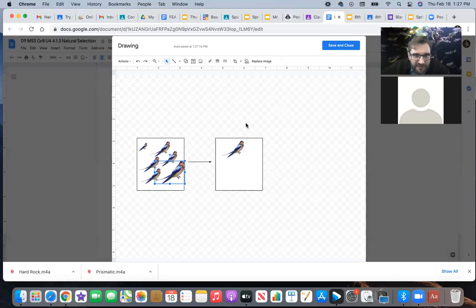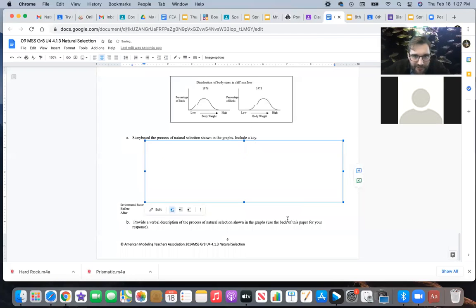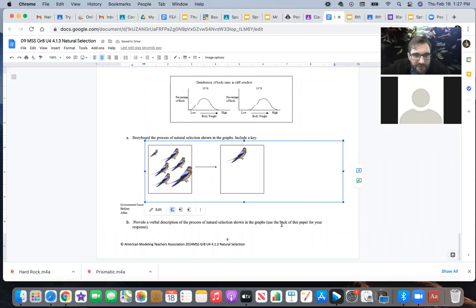I'll click save on this. It's going to take and put all those swallows in there. So it's just wanting you to then finish the 3-box storyboard here and then provide a verbal description of the process of natural selection shown in the graphs. Like what could be driving this population change that's happening from kind of a medium-sized average bird to a larger average sized bird by 1978.